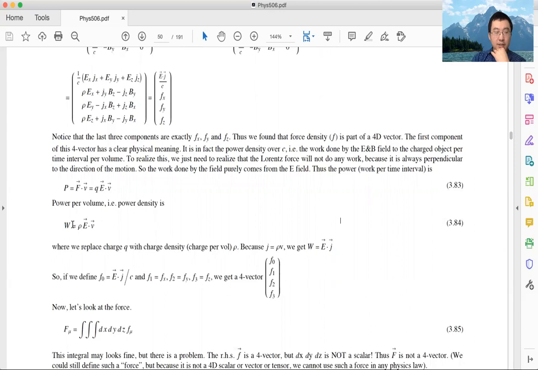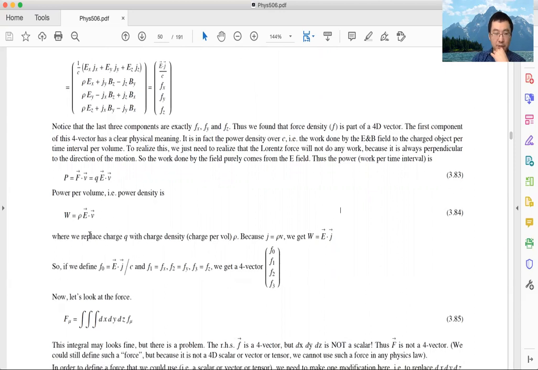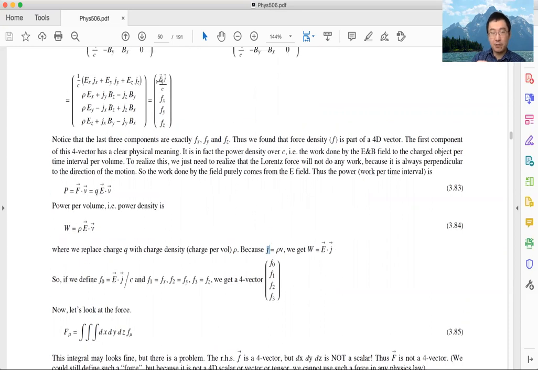And this power per volume has charge density times velocity. And what is charge density times velocity? It's actually the definition of current density. So this power per volume, power density, is actually E dot J. So this first component, E dot J, is measuring power per volume. It's a power density divided by the speed of light.